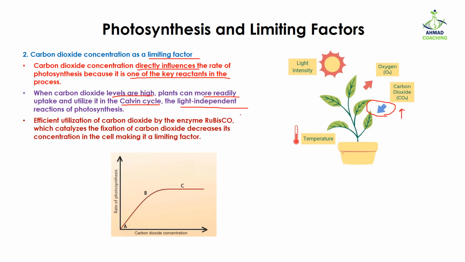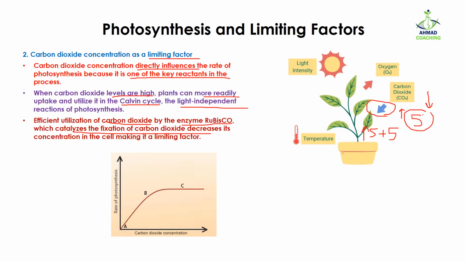But what happens when rubisco, which is an enzyme involved in catalyzing the fixation of carbon dioxide, efficiently utilizes the carbon dioxide? For example, you are providing the rubisco with 5 molecules of carbon dioxide, and it uses 5 molecules, and then again it uses 5 molecules. It means at a time it is using 10 molecules, but you are providing only 5 molecules.